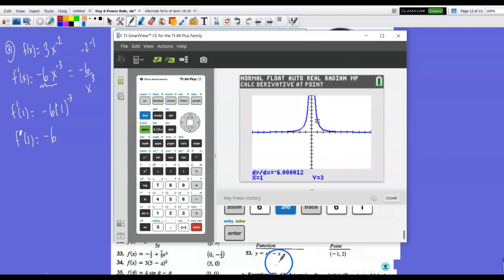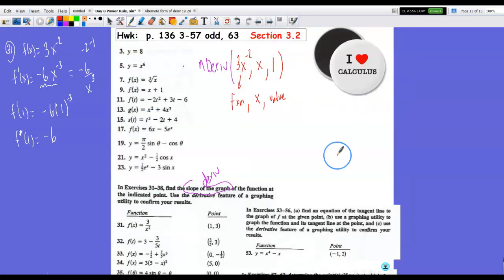Okay, so let's see if I can get rid of this here. There we go. Let's go to number 33. Get my pen, go to 33. I'm going to do that one over here on the right-hand side.